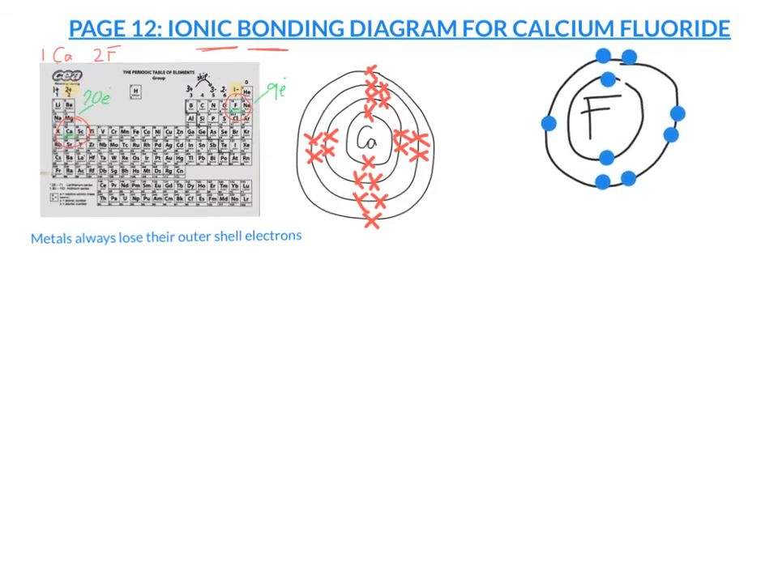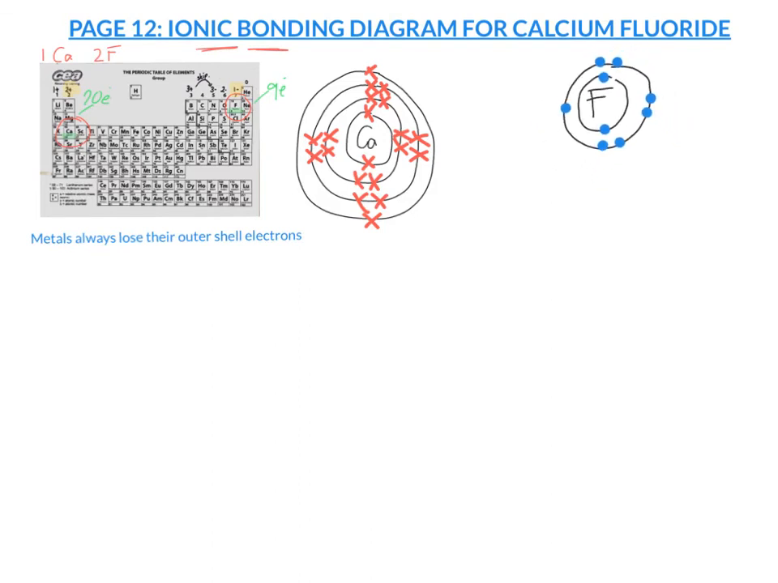Okay, and I've told you already that we need 2 fluorines. Okay, so we need 2. So I'm just going to copy and paste this one so I don't have to draw it out again. Okay, but you will have to draw 2 separate fluorines. Okay, I've just copied and pasted. Now, we know that the metal is going to lose its outer shell electrons. So we've got 2 electrons in the outer shell. I've highlighted them there. These are going to be lost.